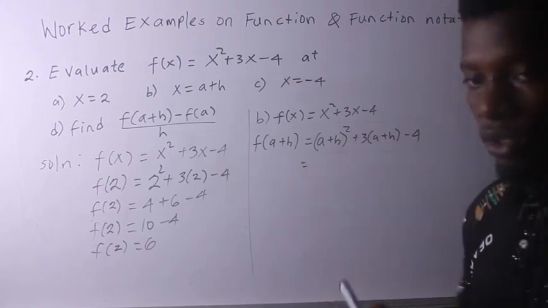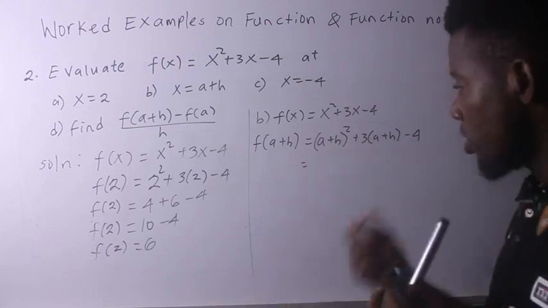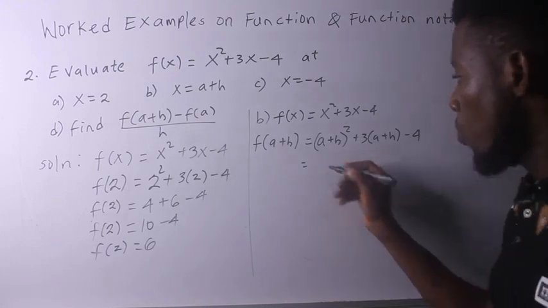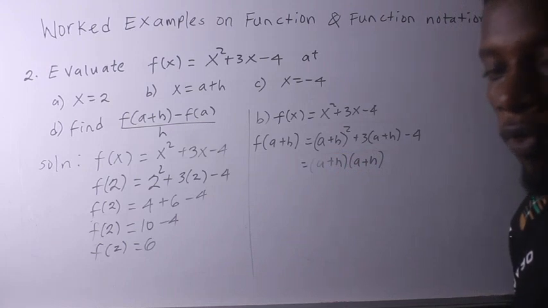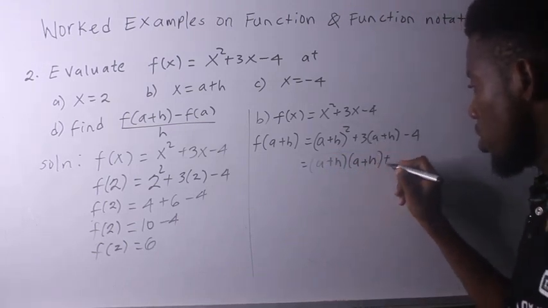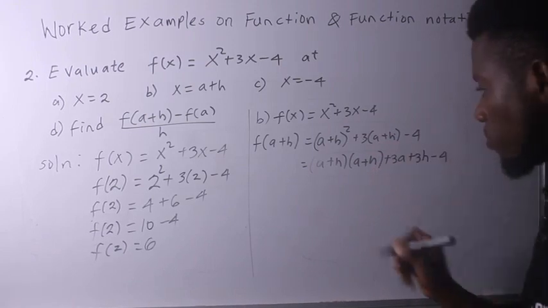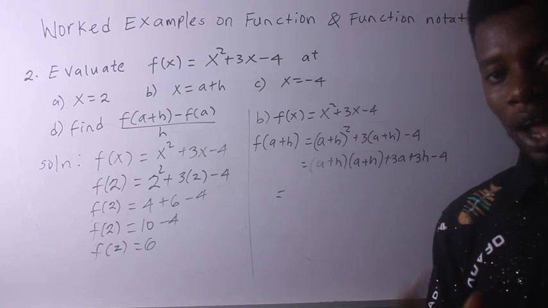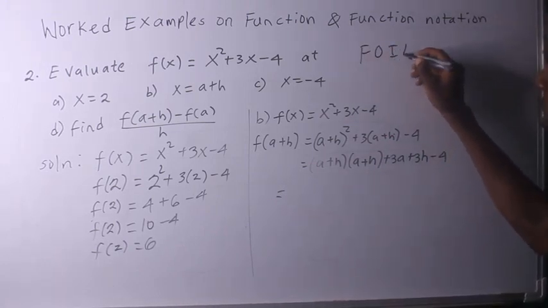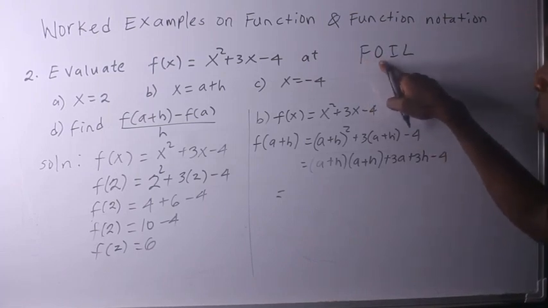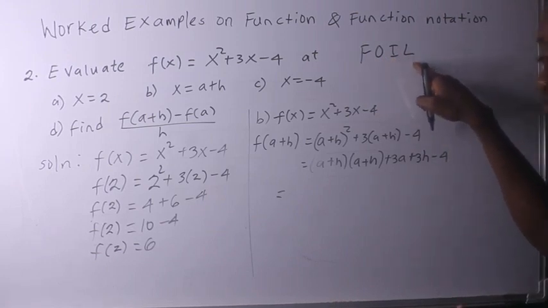And then we can move on to simplify. This is a binomial. We're going to expand this binomial, a plus h all squared, where it has a plus h times a plus h. And then we'll move on to say 3 times a, that's 3a, 3 times h, that's 3h, minus 4. Great. Now once we have that, we can go on to use the FOIL method. F stands for first term, O stands for outer term, I is inner term, and L is last term.